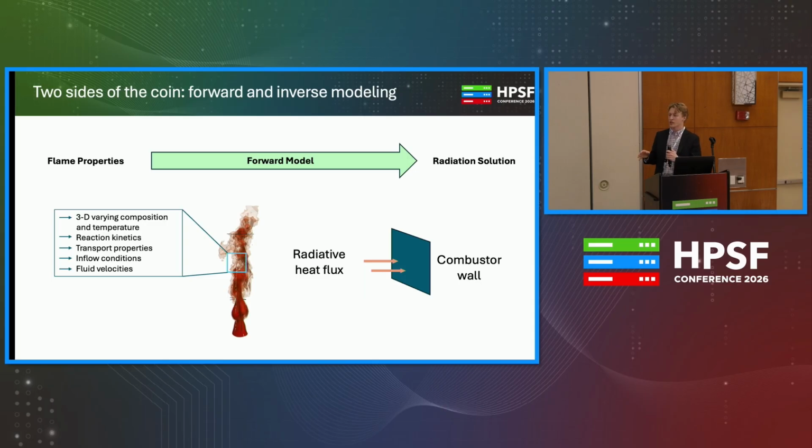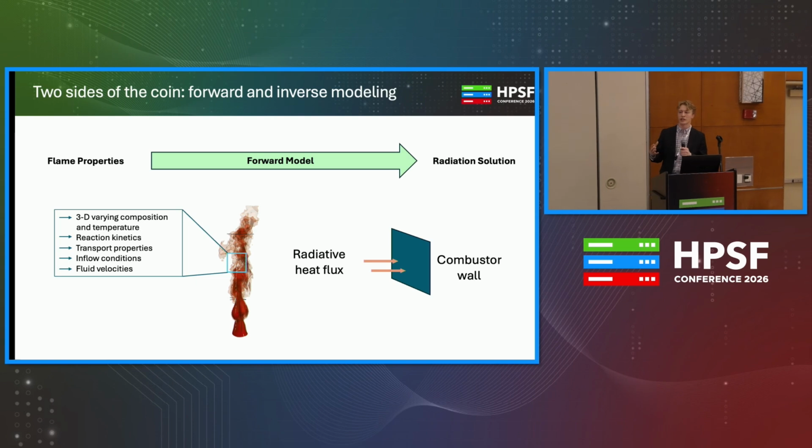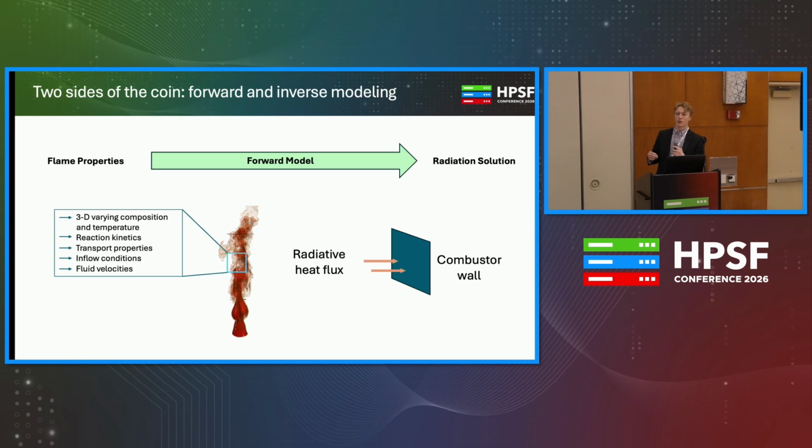And in combustion in particular, you care a lot about what are the chemicals that exist in this field, what are the temperatures, as well as what are some kinds of rates of formation of these chemicals and heat formation. And so this is one side of the spectrum, and we try to bring it with the forward model to a radiation solution. And so this is more of a focus of this study today.